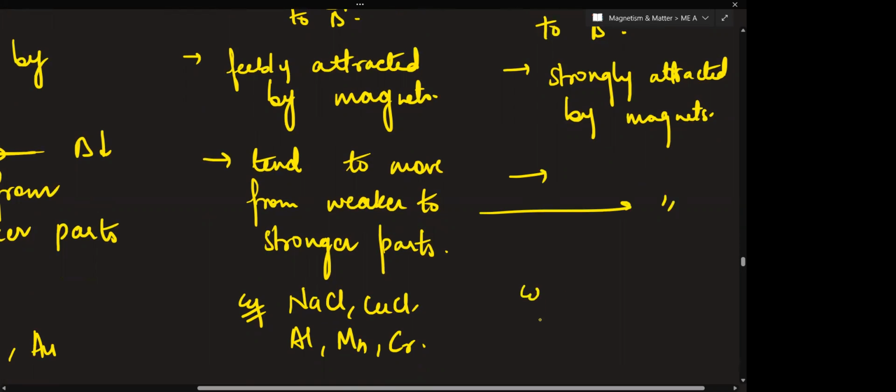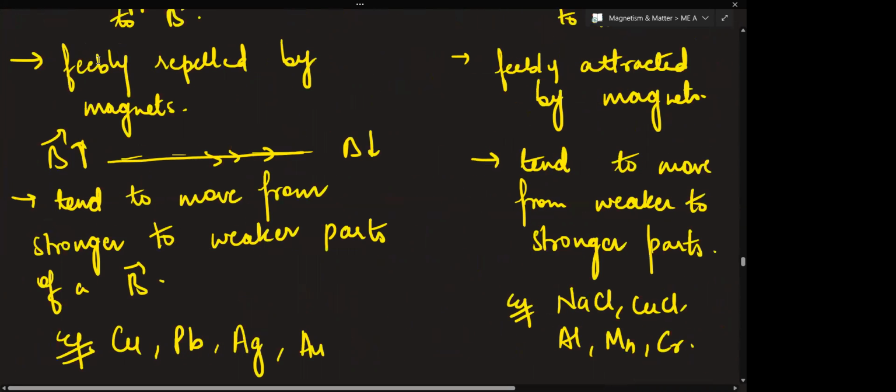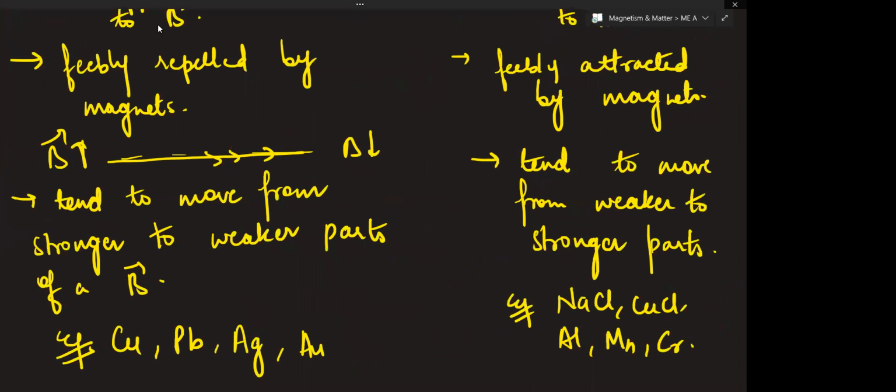Examples are iron, Fe, cobalt, nickel. Even some alloys are included, like an alloy whose name is alnico. I think you must have done this in your chemistry; it is made up of aluminium, nickel, and cobalt. Just look at the mechanism of it once. So first do one thing: note down all these, the classification of material.